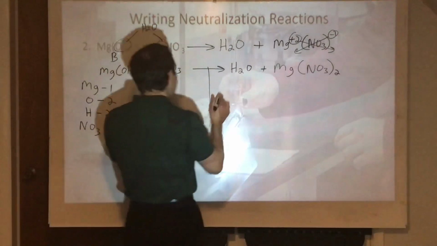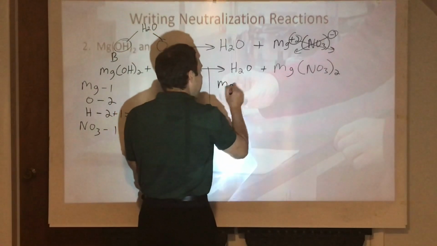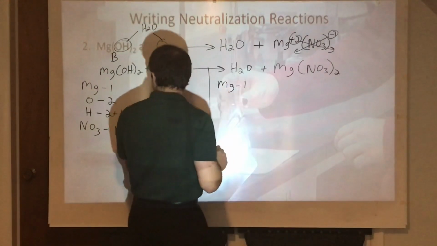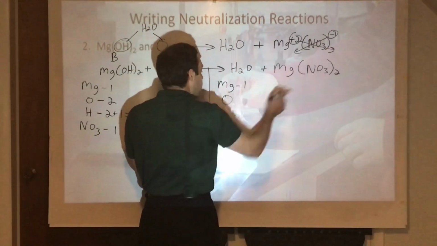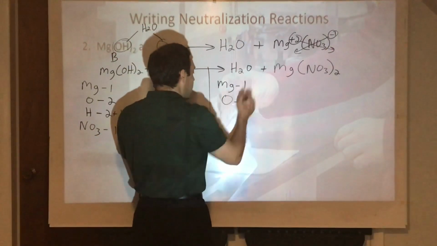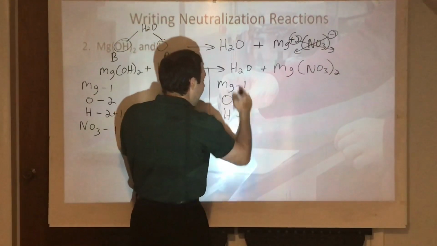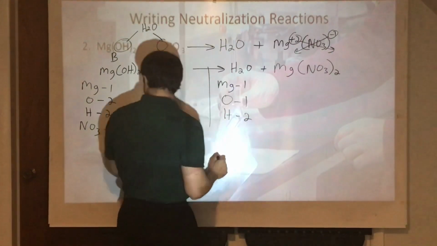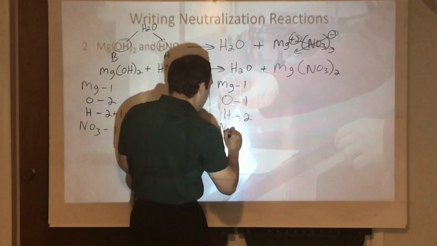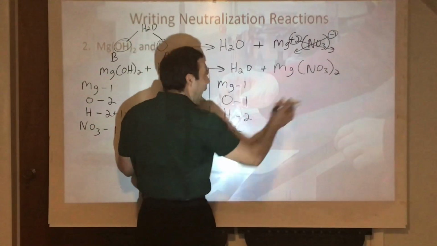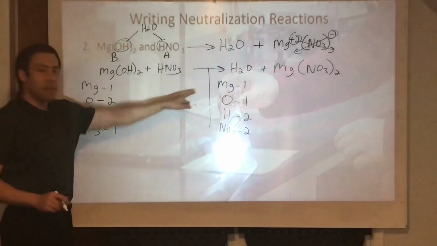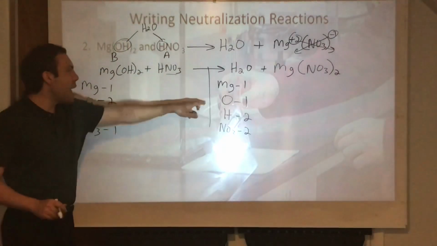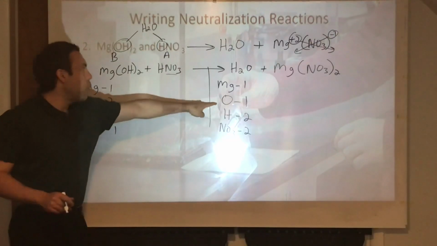On the right side, let's keep the same order. Magnesium, I have 1. Oxygen, once again, I'm going to leave the nitrate alone. I have 1 oxygen here. Hydrogen, I have 2. 1 times 2 is 2. And nitrate, NO3, I have the 2. So magnesium's already balanced. Oxygen is not balanced. I have 2 on the left, 1 on the right.